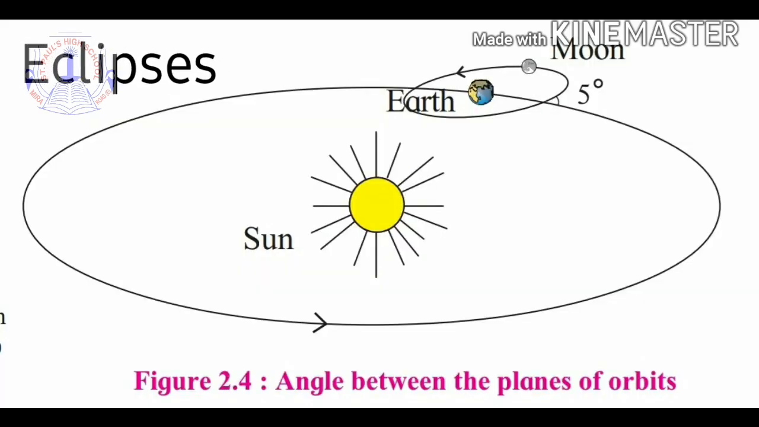Our next topic is eclipses. Figure 2.4 on your screen shows the angle between the planes of the orbits. What are eclipses? The orbital path of the earth and that of the moon are not in the same plane. The moon's revolutionary orbit makes an angle of about 5 degrees with that of the earth. As a result, the moon intersects the plane of the earth's orbit twice during one revolution. On each new moon day, the lines joining the earth and the sun and the moon make an angle of 0 degrees, whereas on each full moon day, this angle is 180 degrees.